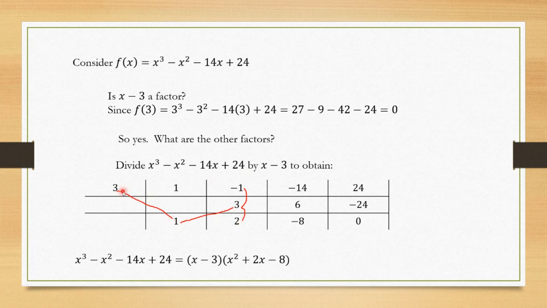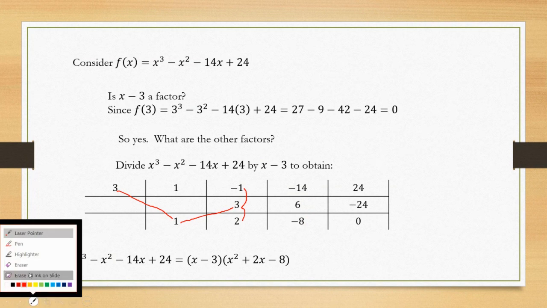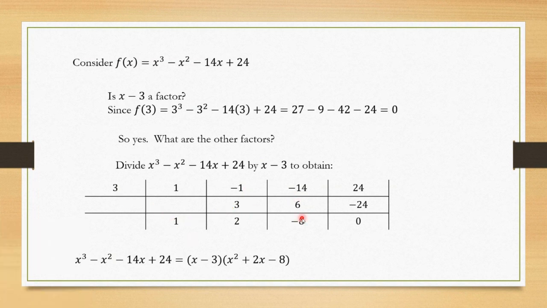In other words, you have 3 now times 2. That's going to go here. And then you add. You get negative 8. That's what happens there. 3 times minus 8. That's minus 24. 24 and minus 24 is 0.